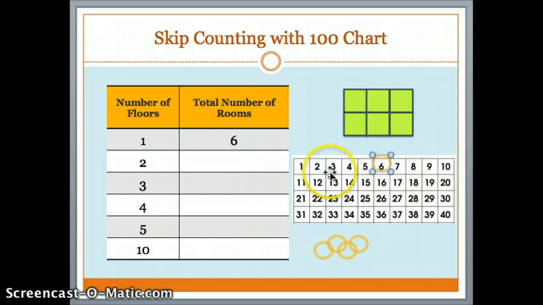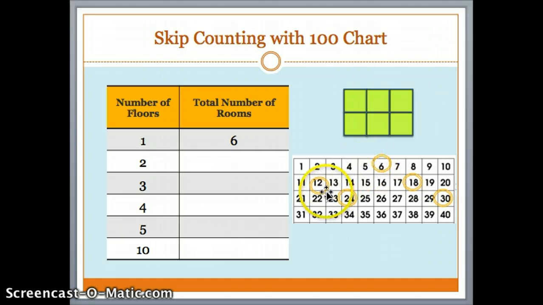I keep counting 1 through 6 and circling each sixth number. Now, if you count your circles, they should represent the floors. So my first circle is on 6. That's because I counted 6 one time.